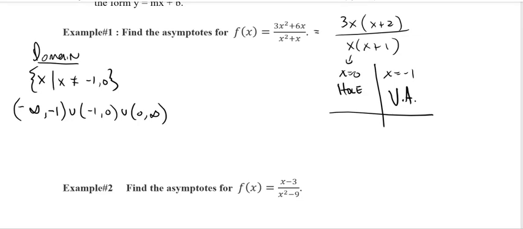So just imagine what happens as you get close to negative 1. Let's say I were to plug in negative 0.99. So I go 3, negative 0.99, that's close to 1. Negative 0.99 plus 2, that's close to 1. Negative 0.99.